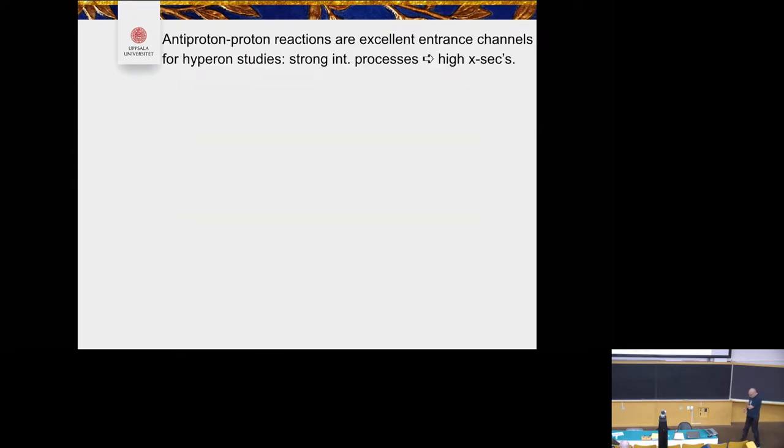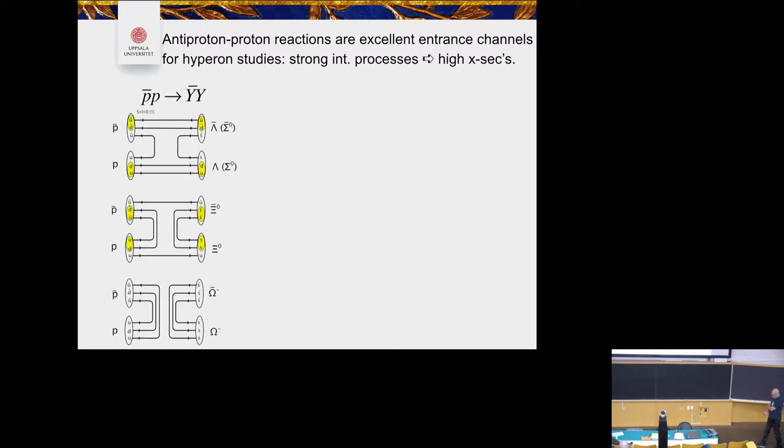Now, antiproton-proton annihilation is an excellent entrance channel to produce hyperons because they are produced via the strong interaction, which means there are relatively high cross sections. If you take a quark line diagram picture, if you produce a lambda lambda-bar, in a constituent quark model you have one UD pair. It's a spin-isospin zero diquark, and you annihilate a U quark and create an S quark. For the cascade zero, in such a picture, you would rather annihilate the diquark. And of course, for an omega, you have a complete annihilation between the initial and the final state quark systems.